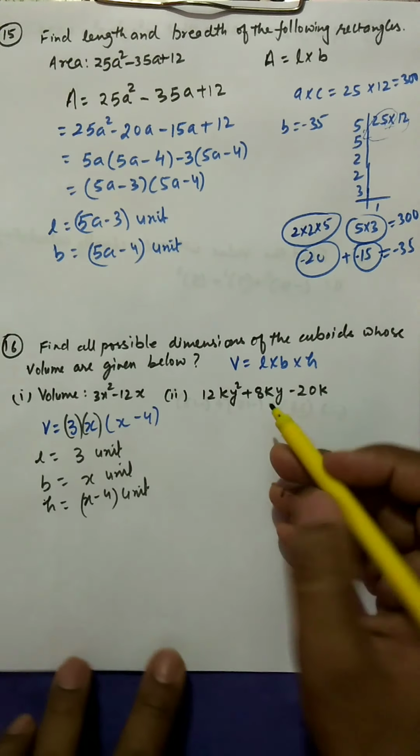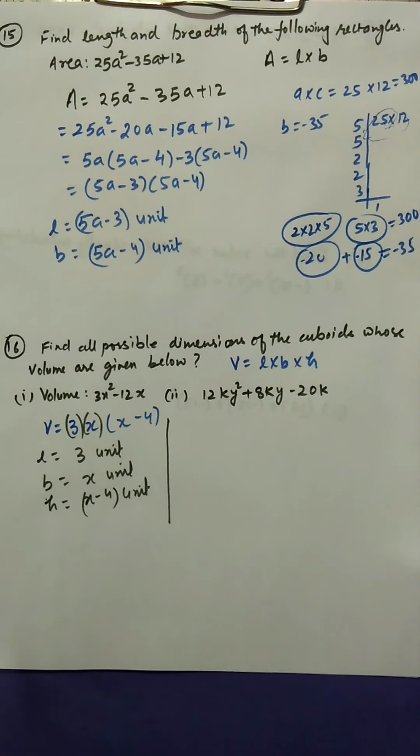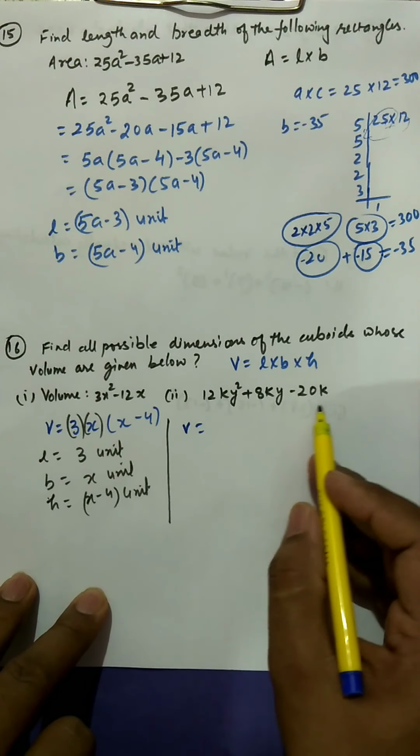Now this second part, you see, the second part is volume is given. This is 12ky² plus 8ky minus 20k.